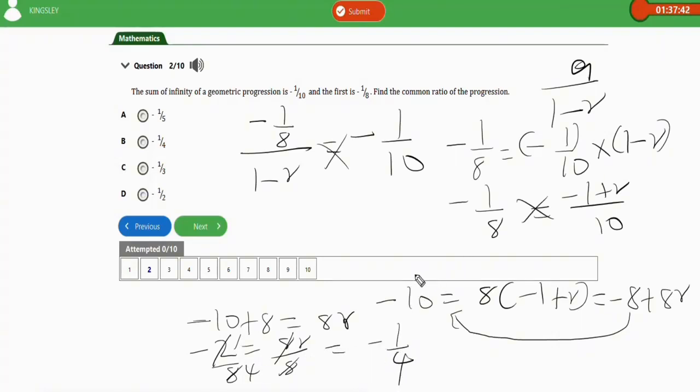So now that we have gotten this to be minus 1 over 4, that will be the answer to this question, because basically we are looking for the common ratio of the progression, which is r. So the correct option to this question is option B, minus 1 over 4. Alright, so this is how you can simplify this. We're making progress. Let's wipe this now and solve the next question.